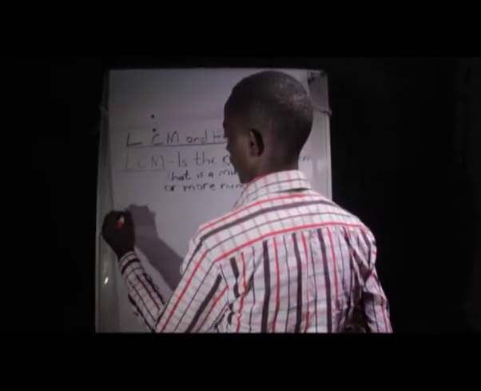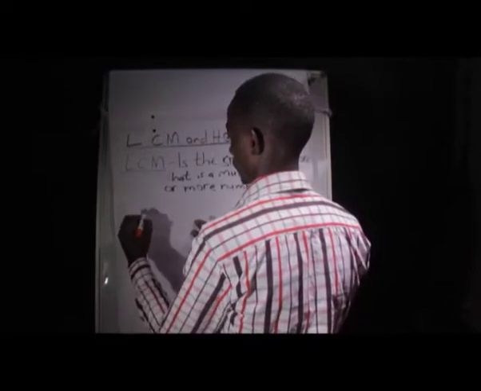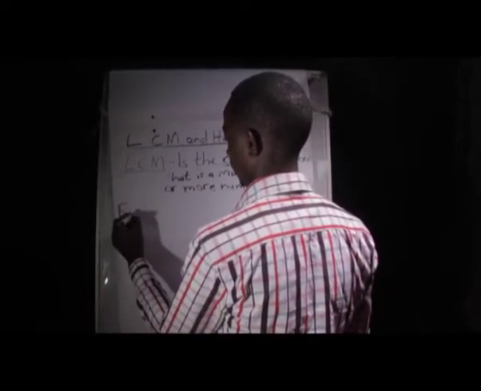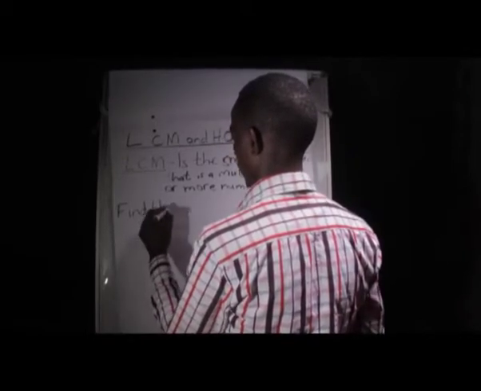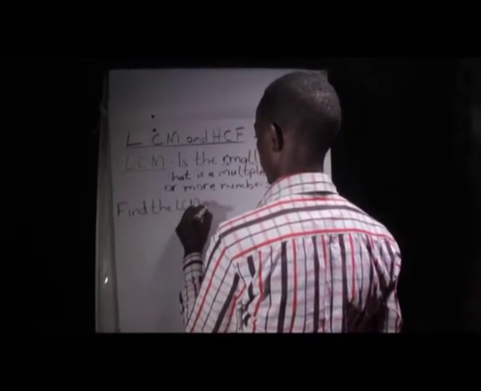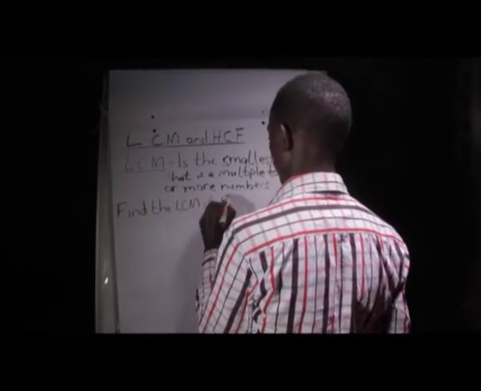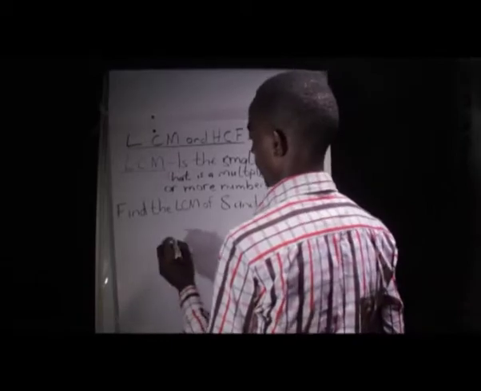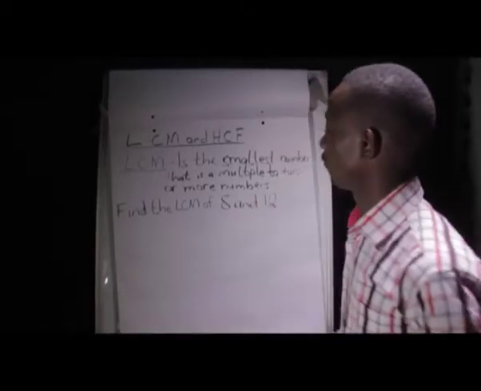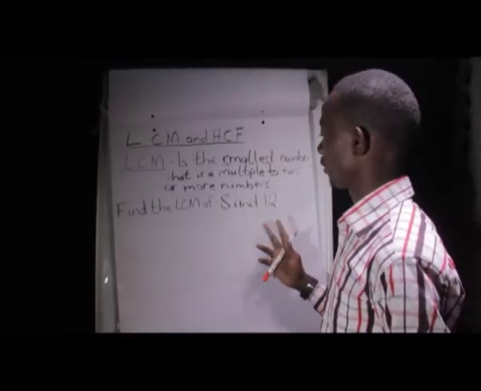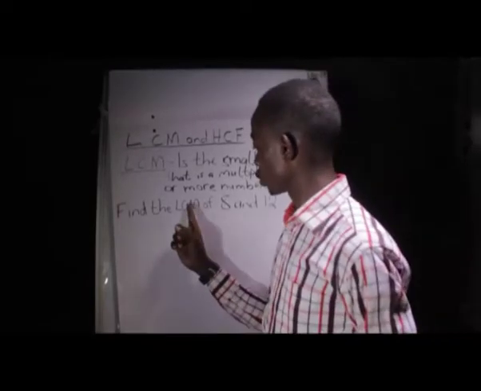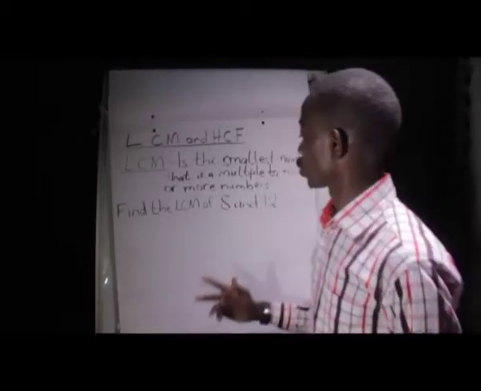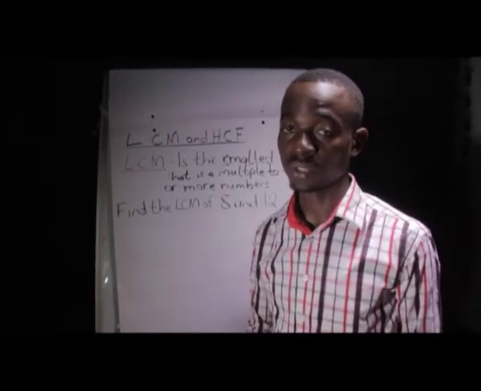Our first example is: find the LCM of 8 and 12. In other words, look for the multiple that is common to both of them, but it is the least of the multiples. So, there are two methods of solving this.